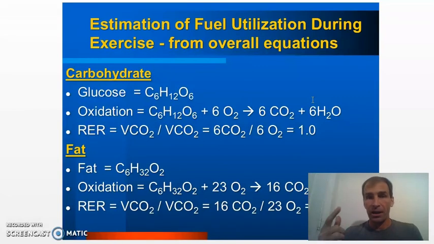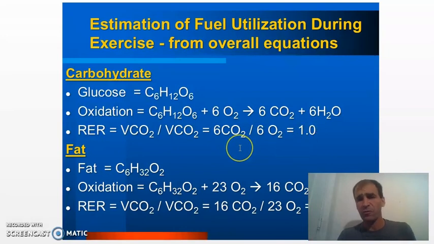And also a byproduct of one of the steps in the citric acid cycle. So the Krebs cycle also produces CO2. And so in here, what we can see is that if I want to oxidize carbohydrate, C6H12O6, I need 6 oxygen, and I will produce 6 CO2. Well, 6 divided by 6, you don't need a calculator for that, is 1. And so not surprisingly, if we're just using carbohydrates, the RER is 1.